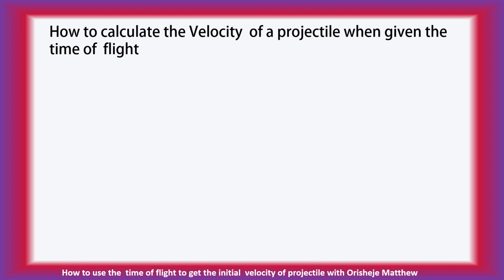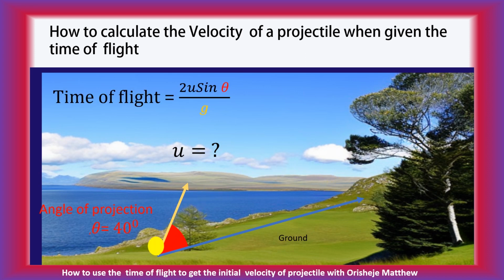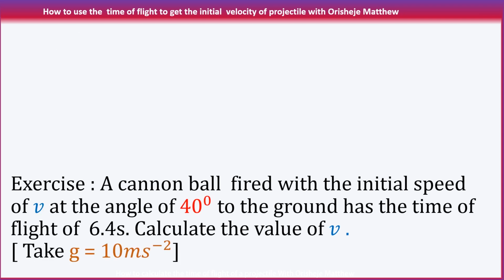Today we are going to look at how to calculate the velocity of a projectile when given the time of flight. An object is projected at an angle of 40 degrees to the ground, but we are not given the initial velocity of projection u, so that is what we are looking for. So let's look at an exercise.